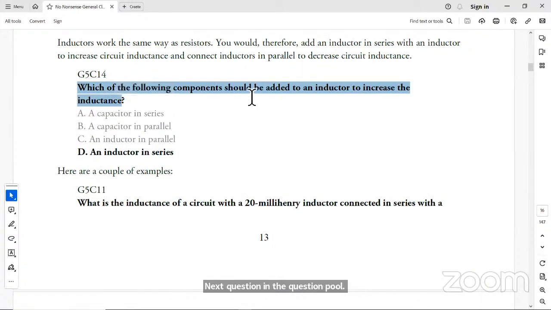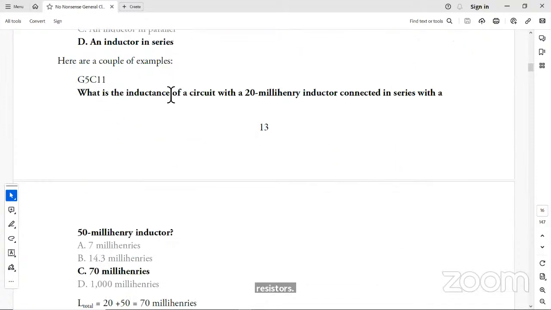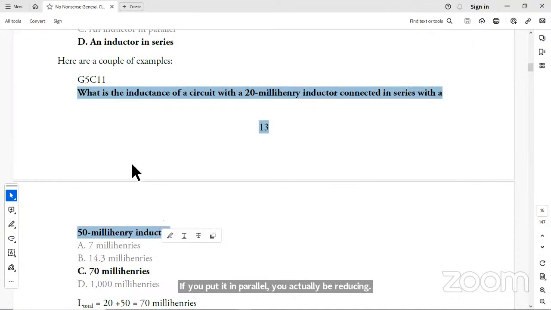Next question in the question pool. Which of the following components should be added to an inductor to increase the inductance? So we did say that if you have an inductor and you want to increase it, you have to add another one in series. Again, inductors operate the same way as resistors. If you want to increase it, you add one more in series. If you put it in parallel, you will actually be reducing.